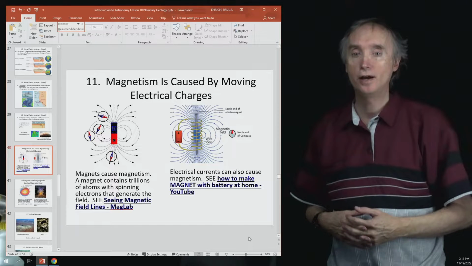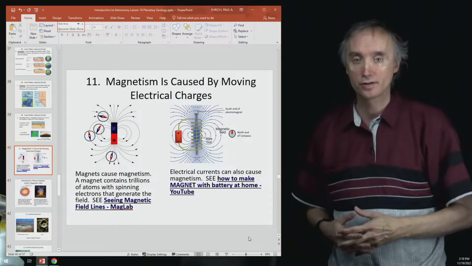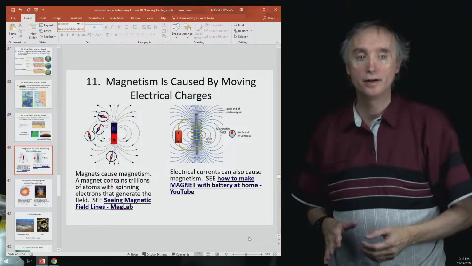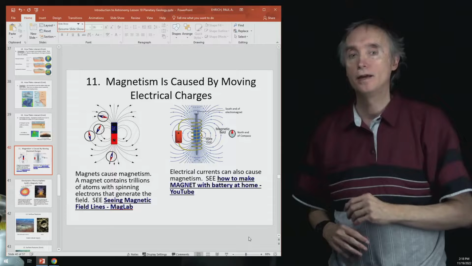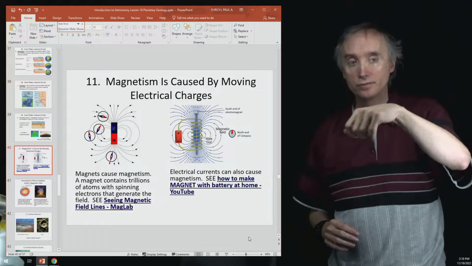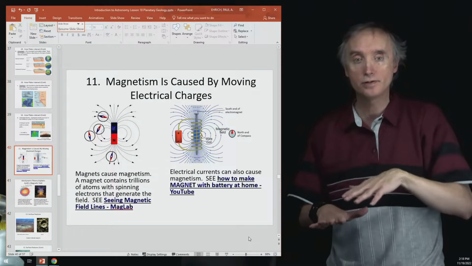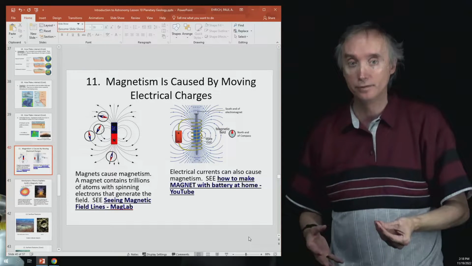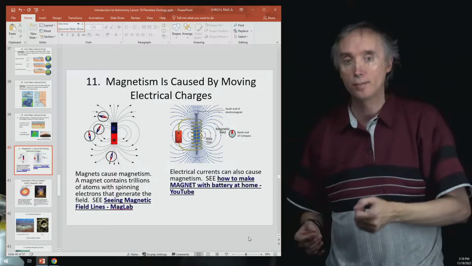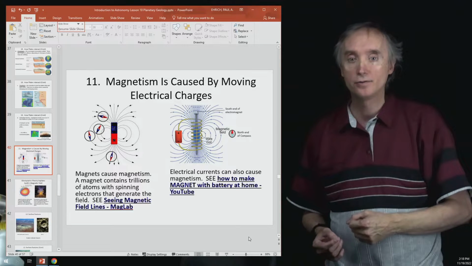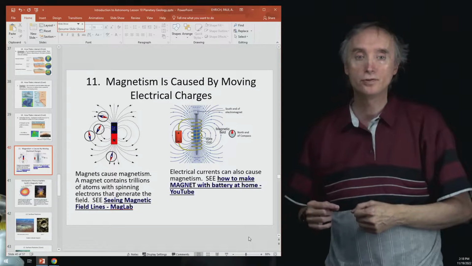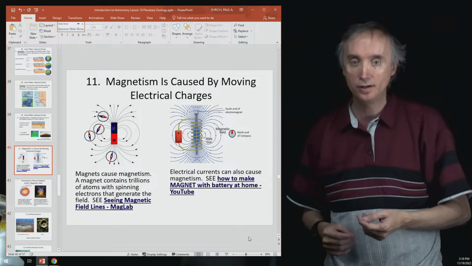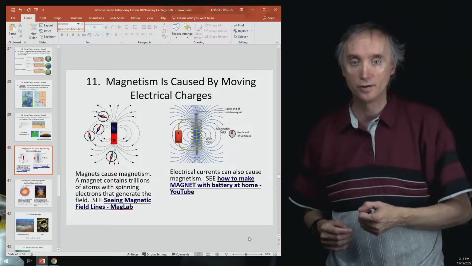So hopefully you have done this little experiment in elementary school where you take a bar magnet and you cover it with a piece of paper, and then you take some iron filings and you sprinkle them on top of the piece of paper, and then what happens is it makes an outline of the magnetic field of a bar magnet. So if you want to see how that's done, you can watch this little video called Seeing Magnetic Field Lines on MagLab.